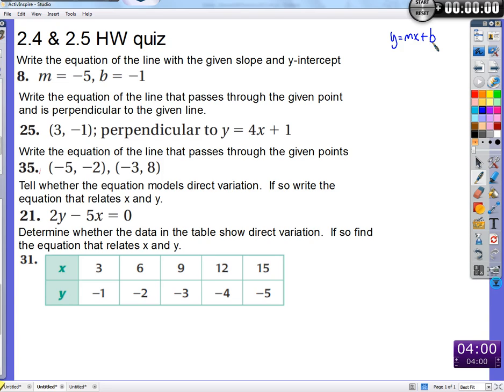So if we have the slope and we have the y-intercept, then we can complete this equation. Right? So number 8 here should be a particularly easy problem to do, right? Because we have the slope and we have the y-intercept. We just plug those things in and we get y equals negative 5x, and y is 1. Done.